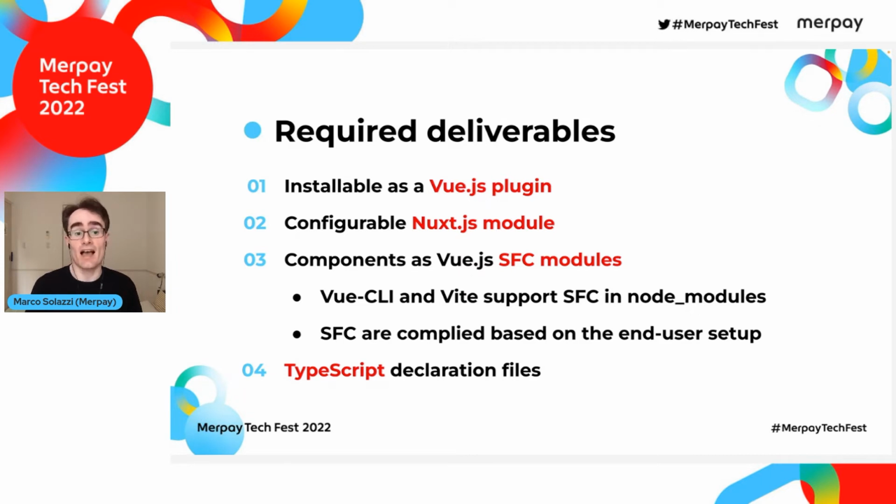First of all, Vue CLI and Vite support single file components in node module packages. And in this way, the single file components are compiled based on the end user setup. And this gives us the ability to support different configurations, different browser versions. The last point is that we want to ship TypeScript declaration files, even if we don't want to force our users to use TypeScript. So given these requirements, we can finally select the build tools we want to use.